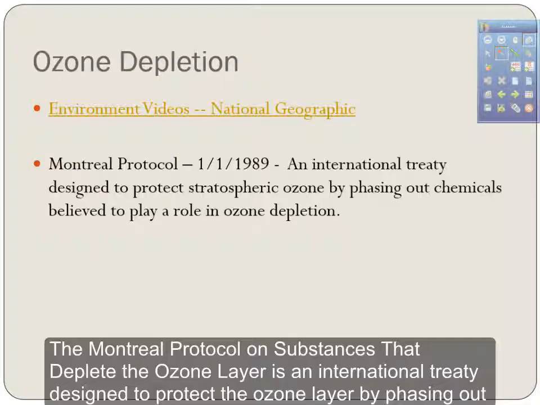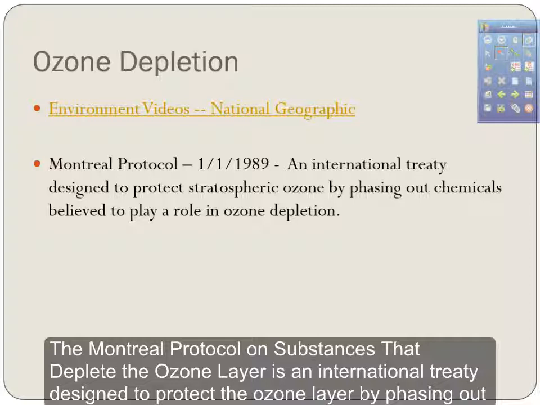Okay, so ozone depletion. The Montreal Protocol was set in place in 1989, and it's a treaty with a whole bunch of different nations that's designed to protect that stratospheric ozone by phasing out the chemicals that deplete it. So what happens is the gases that we're talking about getting put into the atmosphere anthropogenically end up reacting with the ozone, which causes the ozone to be depleted, which then doesn't allow the ozone to soak up the UVB light, and so that ozone layer that we have that's good for us in the stratosphere ends up disappearing.